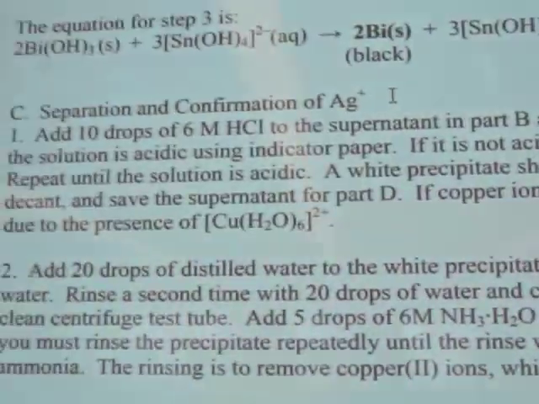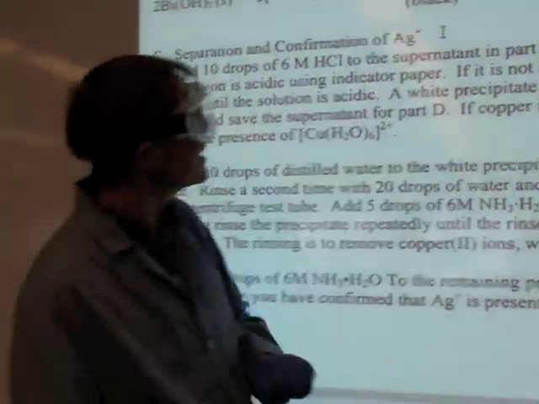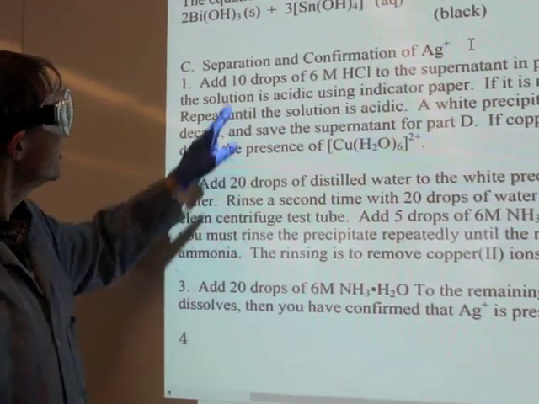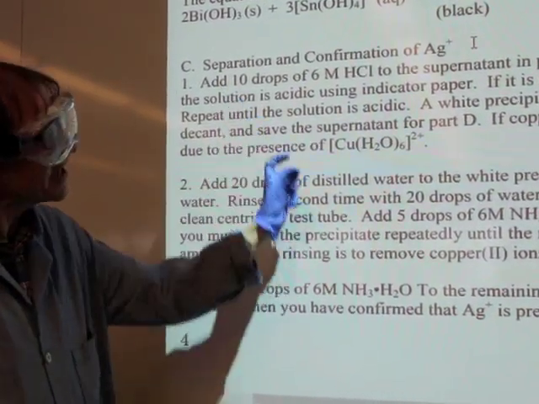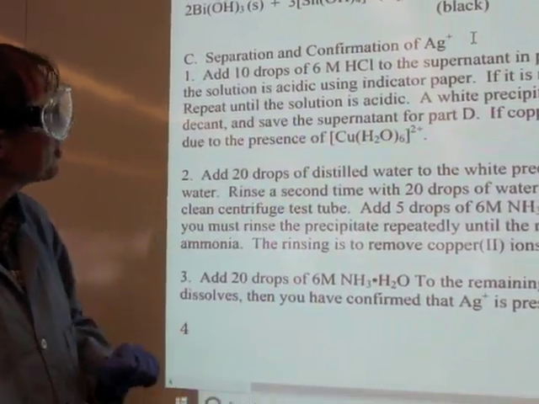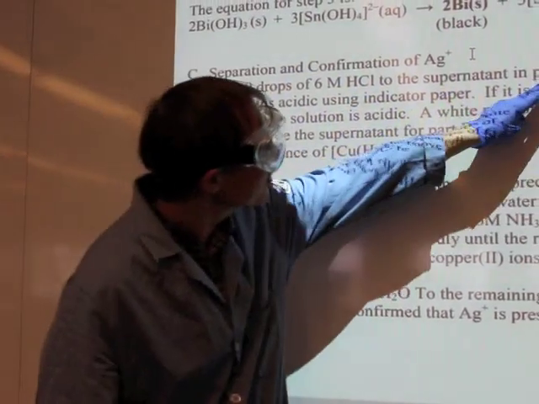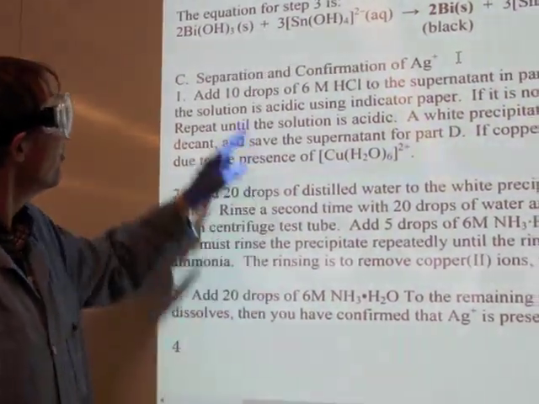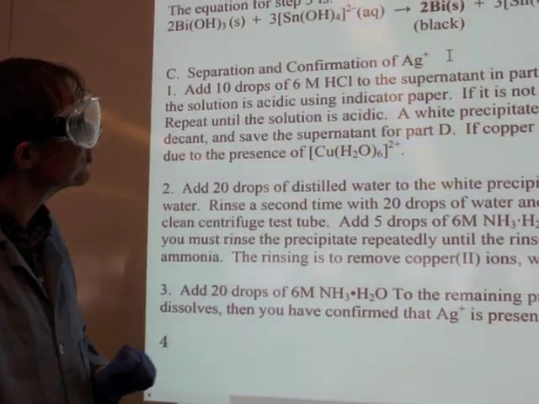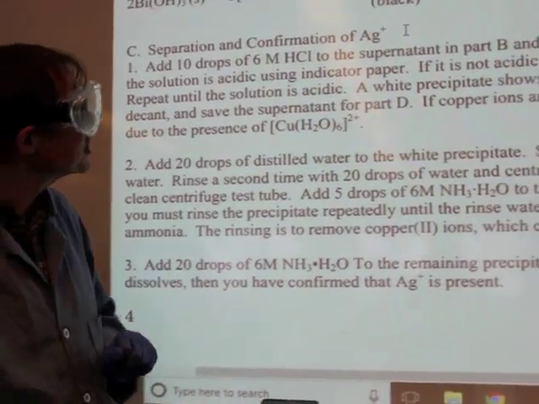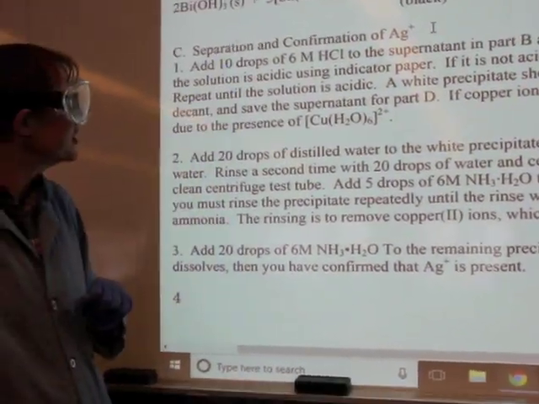Now, we're ready to move on to part C, which is the separation and confirmation of the silver ion. That's our 3rd ion we're going to test. If you recall, there was a supernatant solution that we were told to keep in part B. We're going to analyze that supernatant now. What we're going to do is add hydrochloric acid to that particular solution, in this case 10 drops.